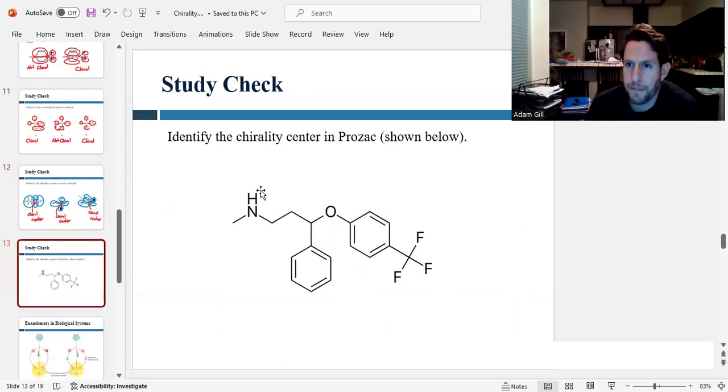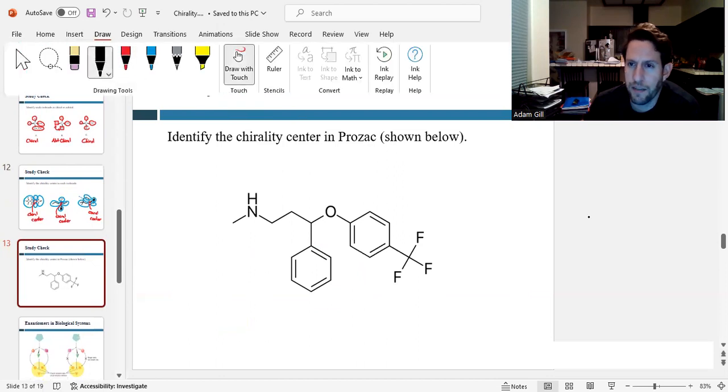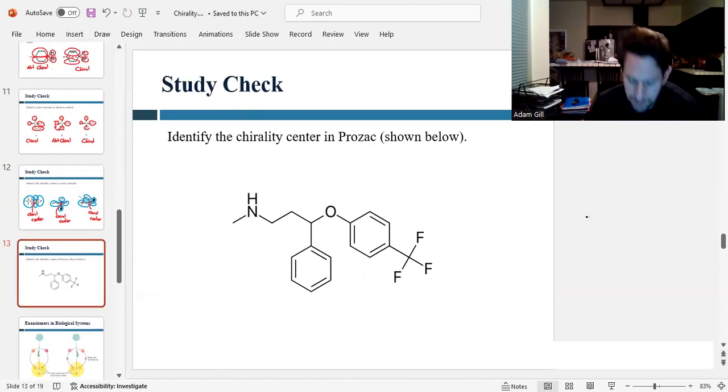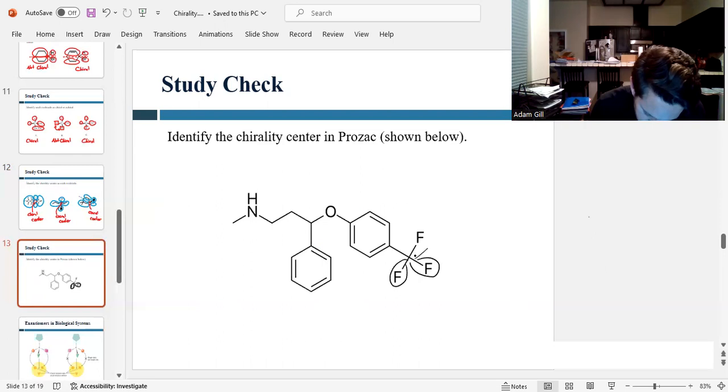All right, so here is Prozac. Prozac has a chirality center. Can you figure out where it is? And so when I gave this question on an exam last semester, a lot of students tried to say that this was the chiral carbon. But if we're looking here, that's a fluorine, a fluorine, and a fluorine. Those are all the same group. And so that can't be the chiral center.